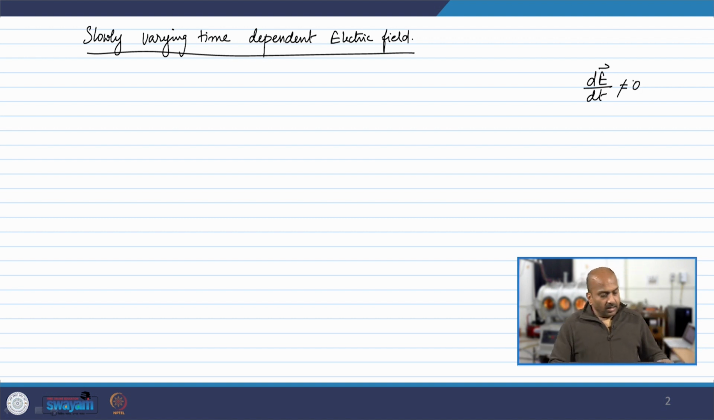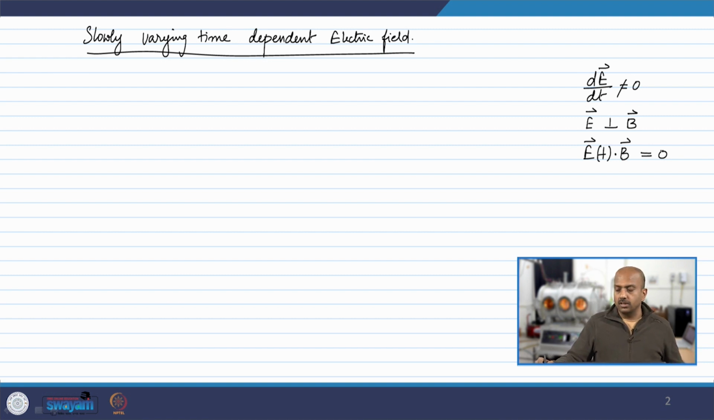So, for this case we will have a configuration in which the electric field and the magnetic field are perpendicular to each other. Which means E of t dot B is equal to 0, right. The dot product is cos theta, cos 90 is equal to 0. So, we have a configuration like this.